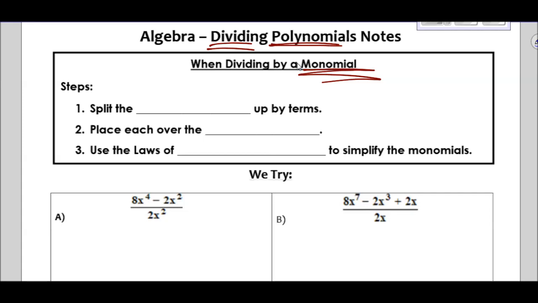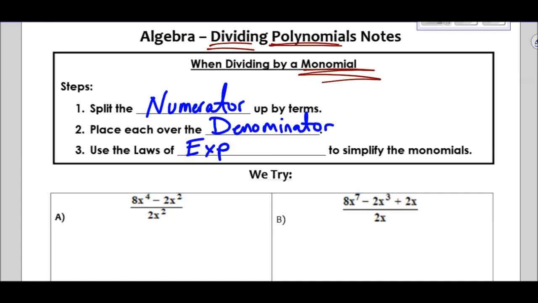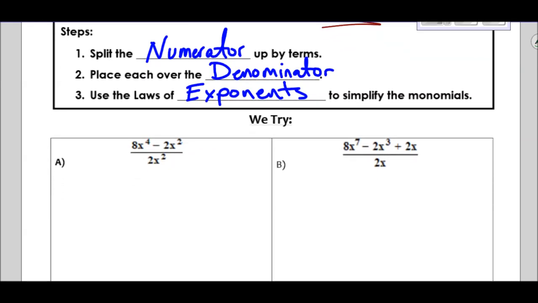The steps are going to be basically just to split that top numerator up. We're going to split the numerator up by those terms and place each term over the denominator. Then we use the laws of exponents to simplify as much as we can. So I'm just going to take that one step at a time.